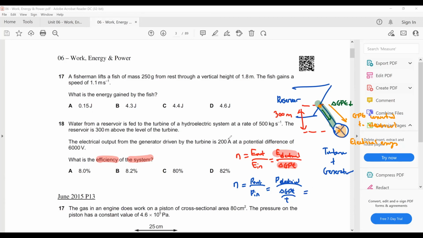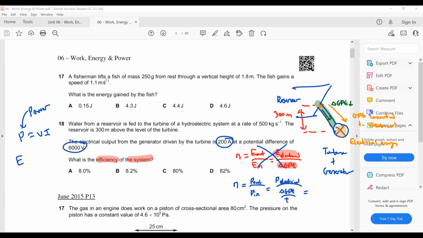Because what you see here is your electrical output of the generator giving you 200 amps at 6,000 volts. The product of these two is, sorry, you're going to get power instead. So you cannot use energy. This one I cannot use because the product of V times I is actually power. If I want to find energy, I can, but I don't have the time.